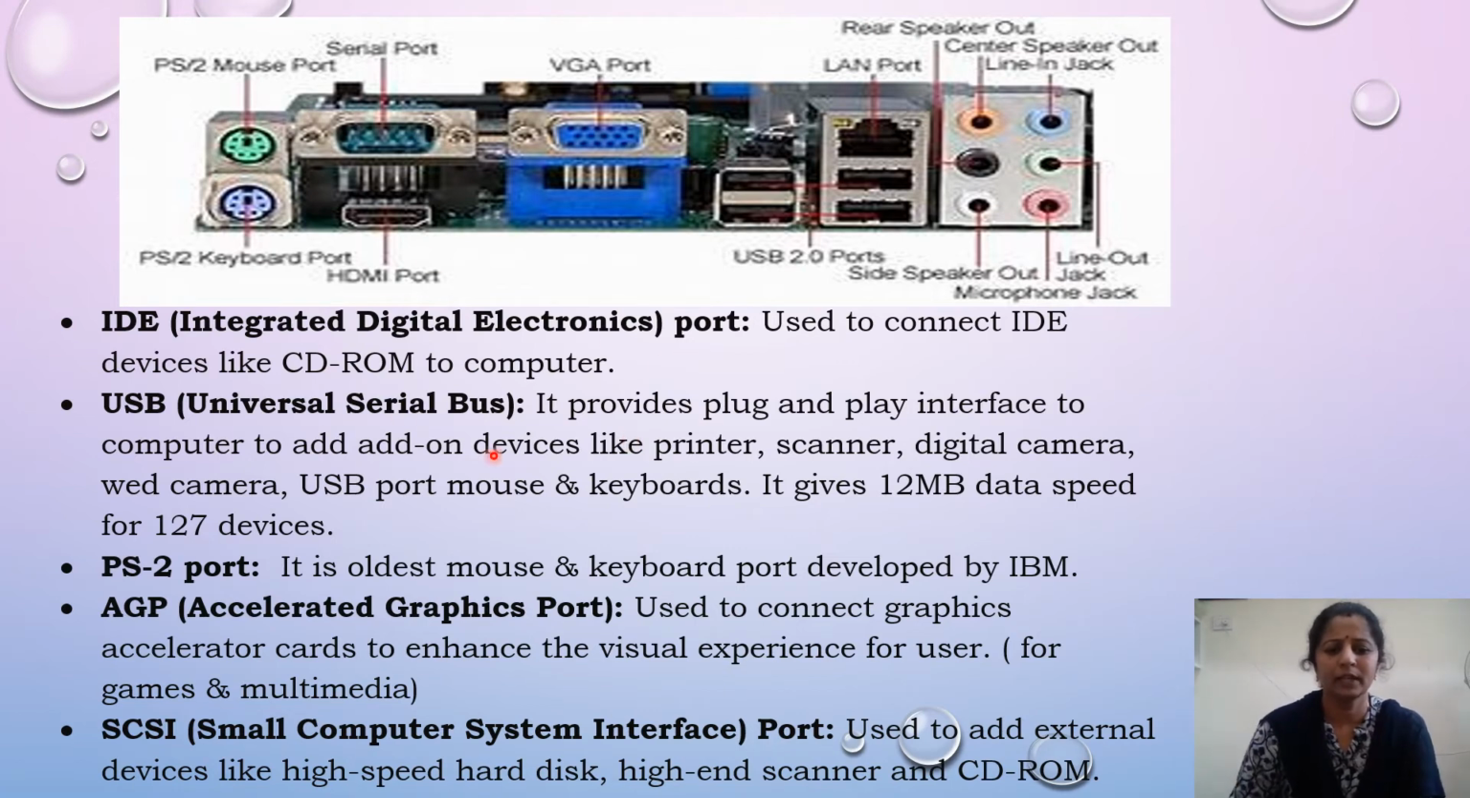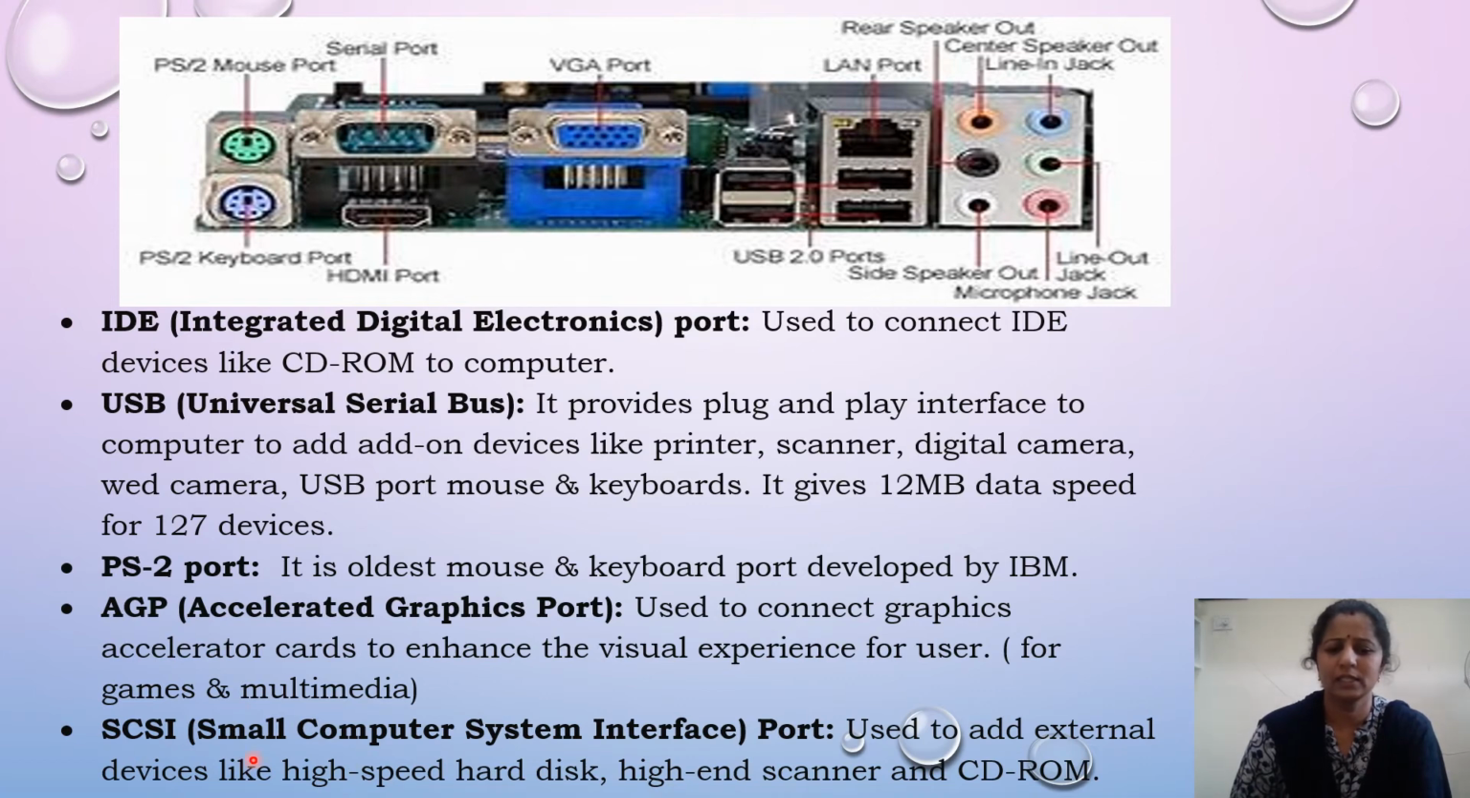Okay. Then PS2. PS2 is nothing but your mouse port and keyboard port, the earlier ports. These are the old ports they are using, to add a mouse and a keyboard, developed by IBM. Then AGP, that is to connect your graphics cards to enhance the visual experience for the user. It is for games and multimedia technology. If you want to add it, then you can add the device through your AGP port.